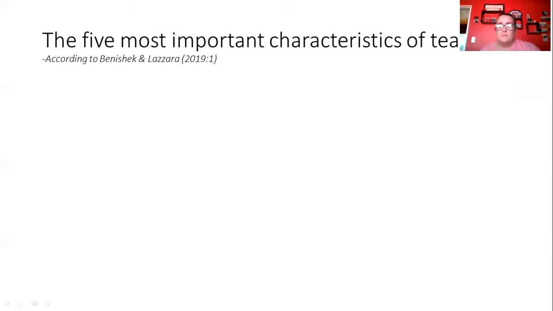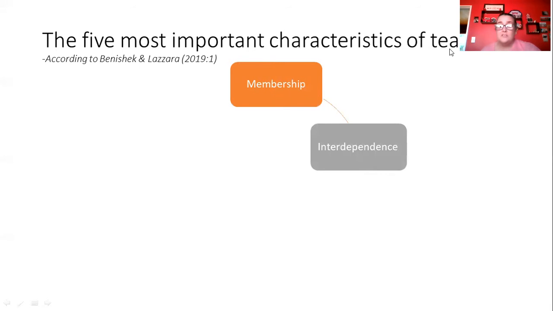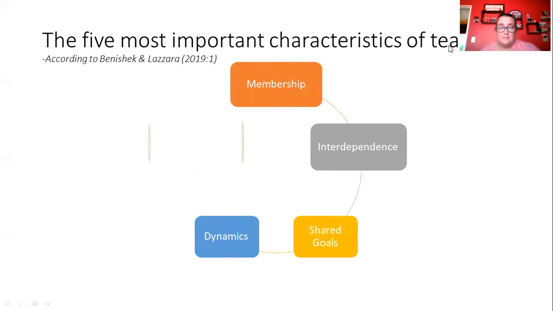The five most important characteristics of teams: the membership, their interdependence, their shared goals, their group dynamics, and the context of the organization in which they work.